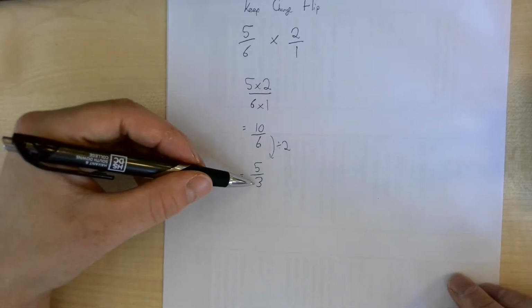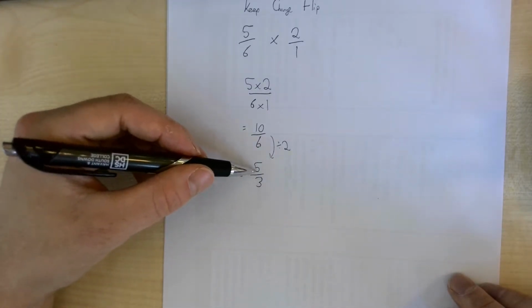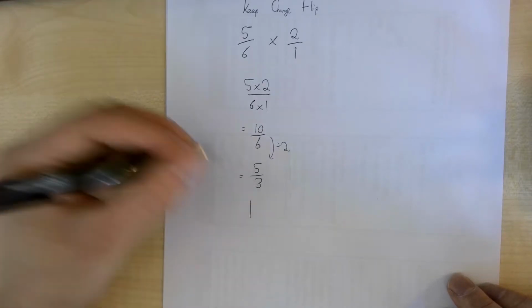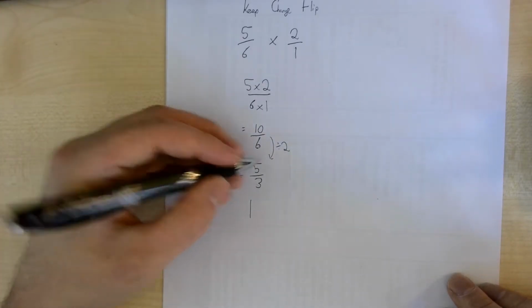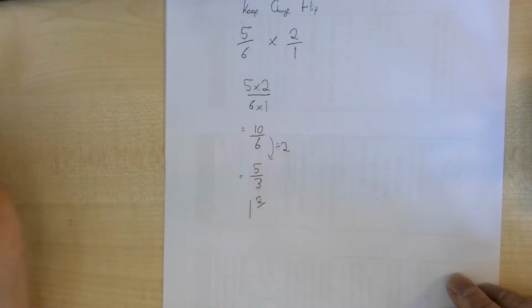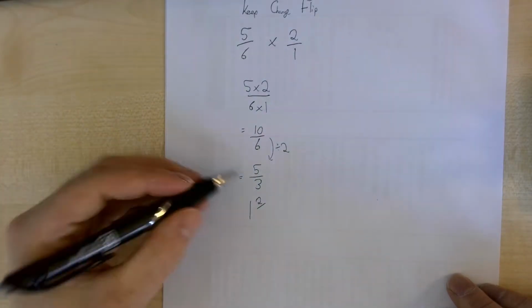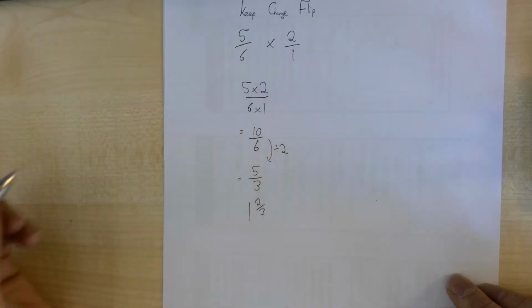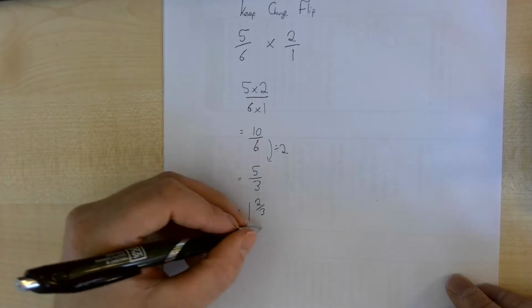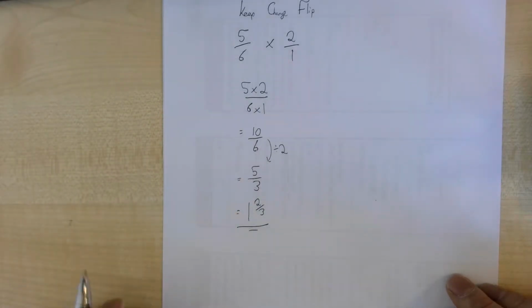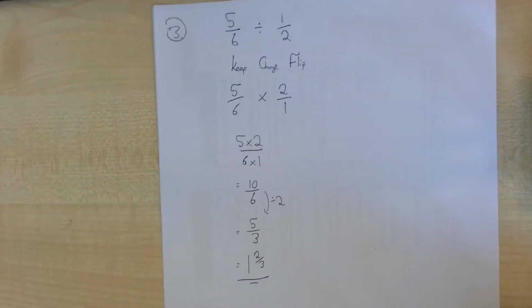Now change it into a mixed number. 5 divided by 3 is 1 whole number. There's a remainder of 2. And the denominator stays the same, stays as 3. So that is our answer for dividing fractions.